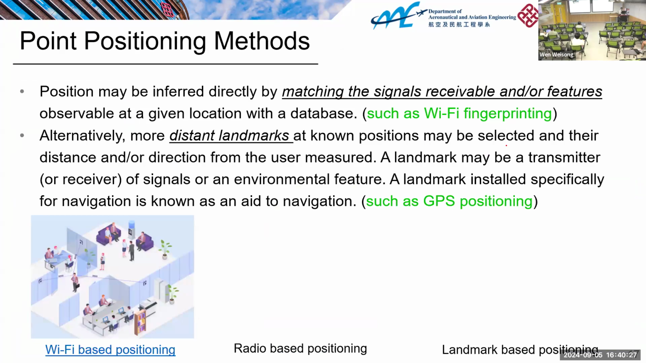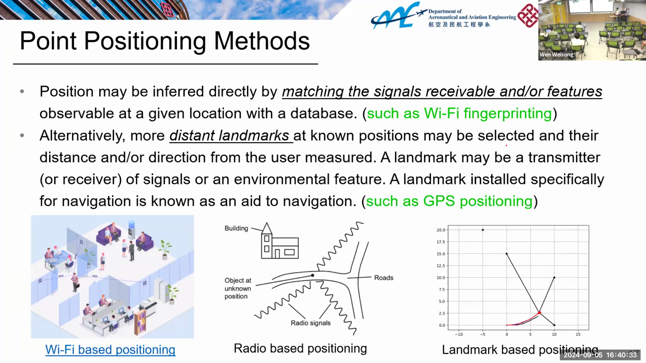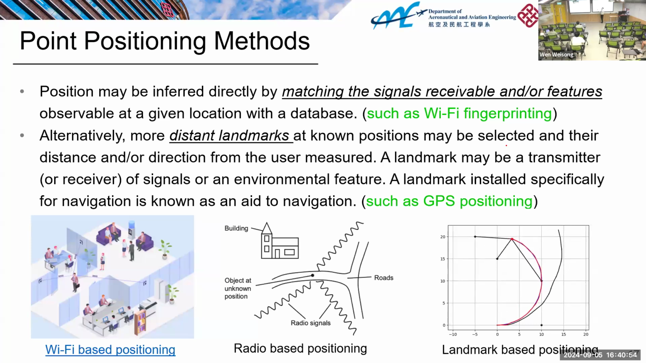So point positioning may be inferred. Okay, let's see the examples. For example, based on Wi-Fi, this is a Wi-Fi router. The Wi-Fi router sends a signal to the smartphone, and it can measure the range from the Wi-Fi router to the user. The Wi-Fi router is also called an AP, access point.